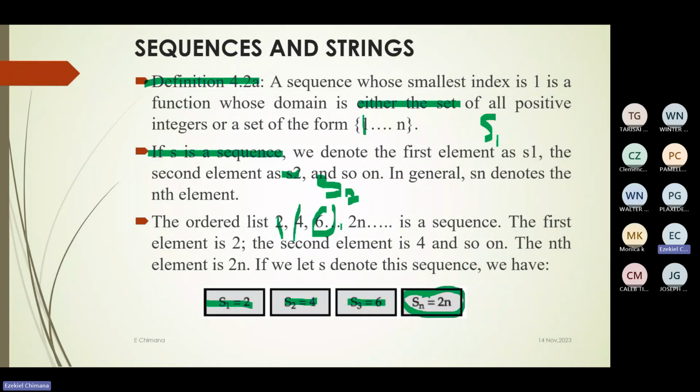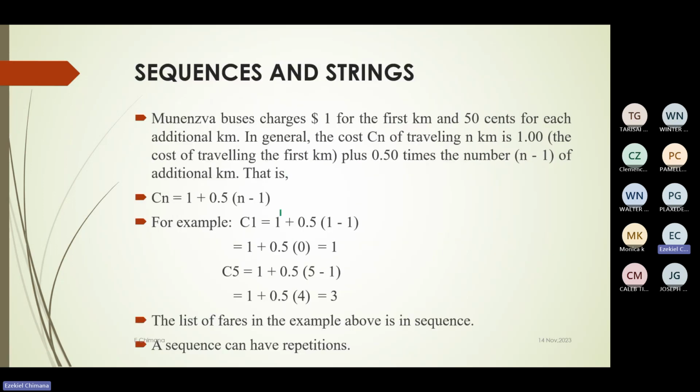If you want the first element, S1, you can say 2 times 1, and you get 2. If you want the second element, S2, it will give you 2 times 2, which is 4. If you want S3, you put 3 here, and then you have 2 times 3, which gives you 6. So this Sn is just a general formula which will give you the nth term of your sequence.